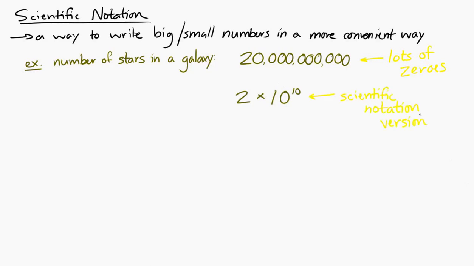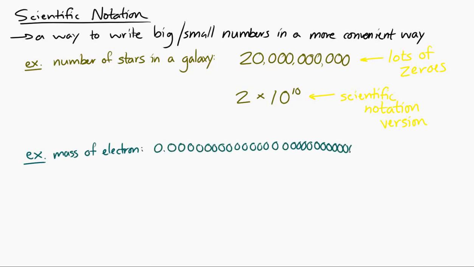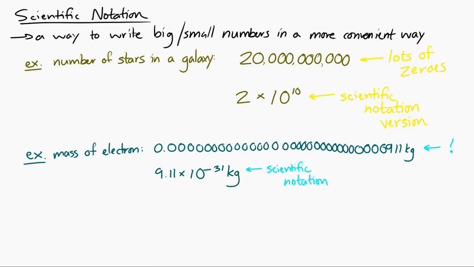Much more convenient. Or if I looked at a really small number, the mass of an electron, that's 0.000, lots of zeros, 911 kilograms. That's very annoying to write, but in scientific notation, it's 9.11 times 10 to the minus 31 kilograms. Much more convenient to write out.